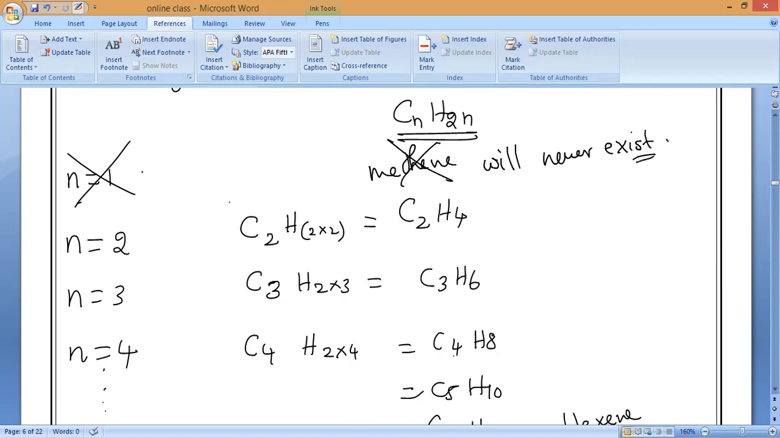Because methane means the number of carbons is how many? One. Equals to 1, which is not possible, because here there is a double bond between two carbons. Two carbon atoms. That is what you have to remember. Okay, so this is also a homologous series.